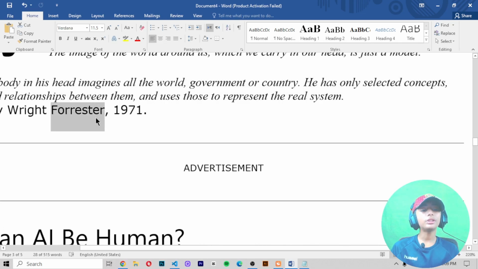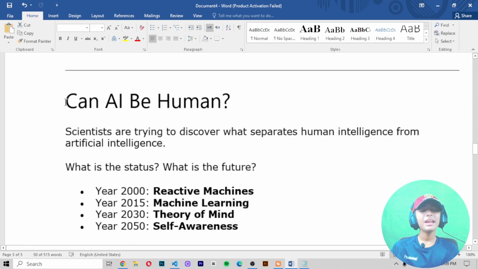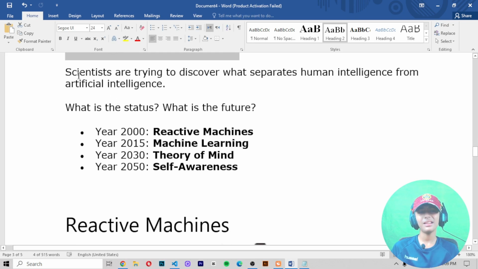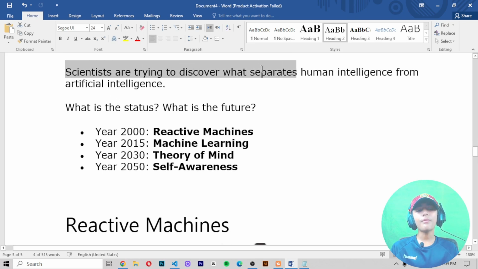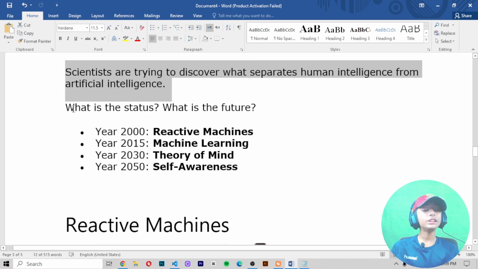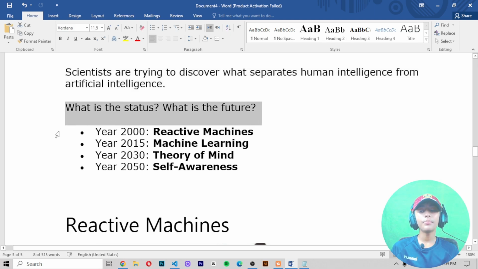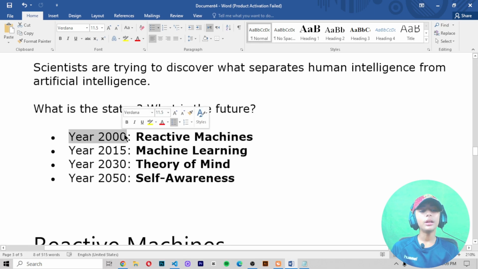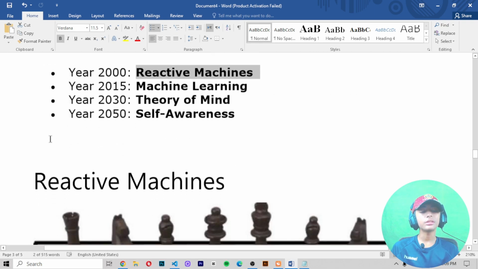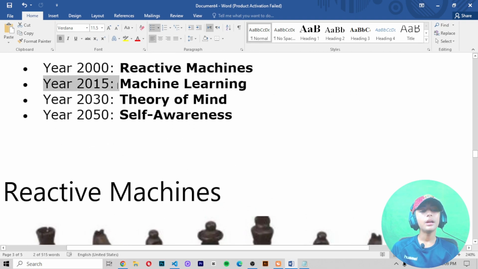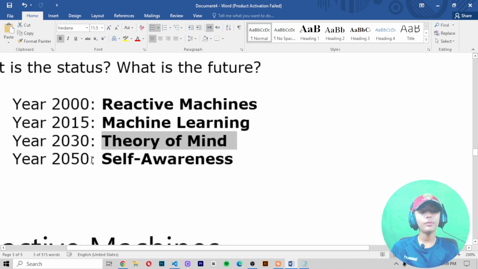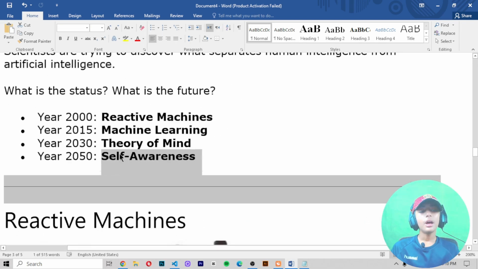J. W. Forrester, 1971. Can AI be human? Scientists are trying to discover what separates human intelligence from artificial intelligence. What is the status? What is the future? Year 2000, the reactive machines. Year 2015, machine learning. Year 2030, theory of mind. Year 2050, self-awareness.